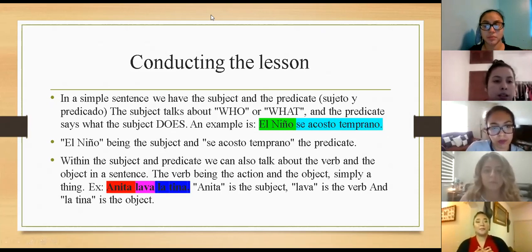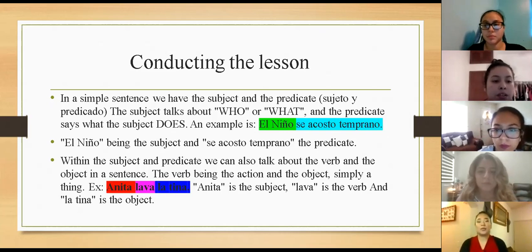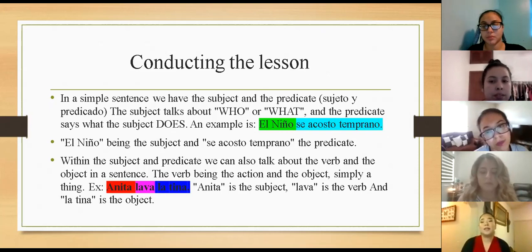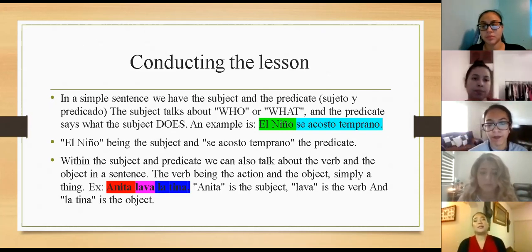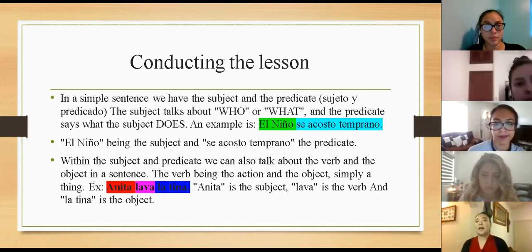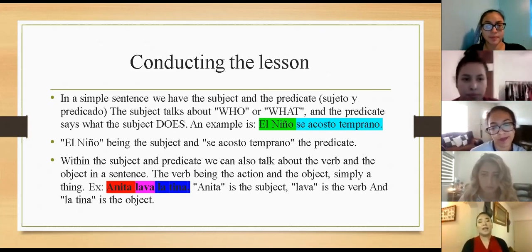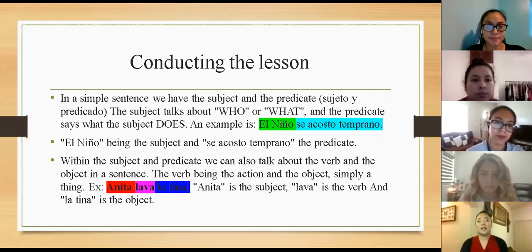In a simple sentence, we have the subject and the predicate, sujeto y predicado. The subject talks about who or what, and the predicate says what the subject does. An example is, el niño se acostó temprano. The boy went to bed early. El niño being the subject and se acostó temprano, the predicate.